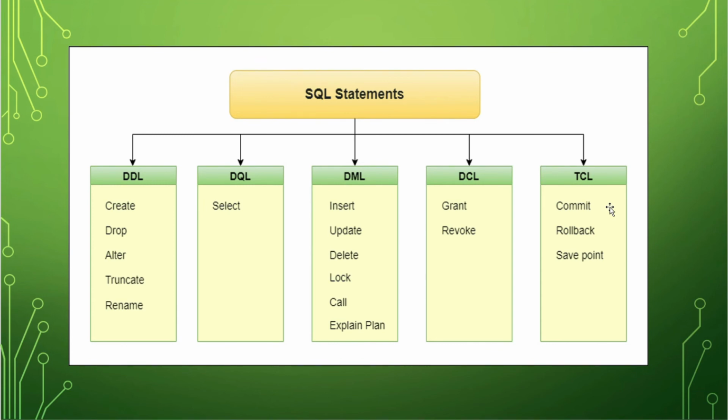Now the next classification is your transaction control language, TCL. It is related to transactions, whatever transactions we are doing in the database. And what are the operations that come under it? The first one is commit, then rollback, then savepoint.